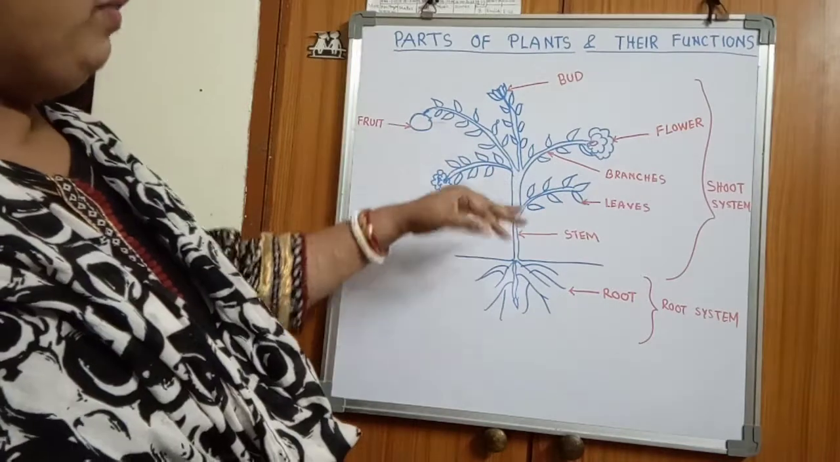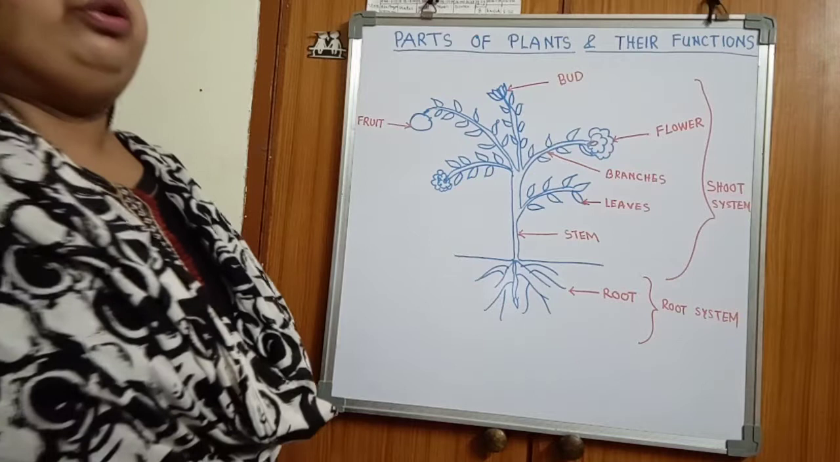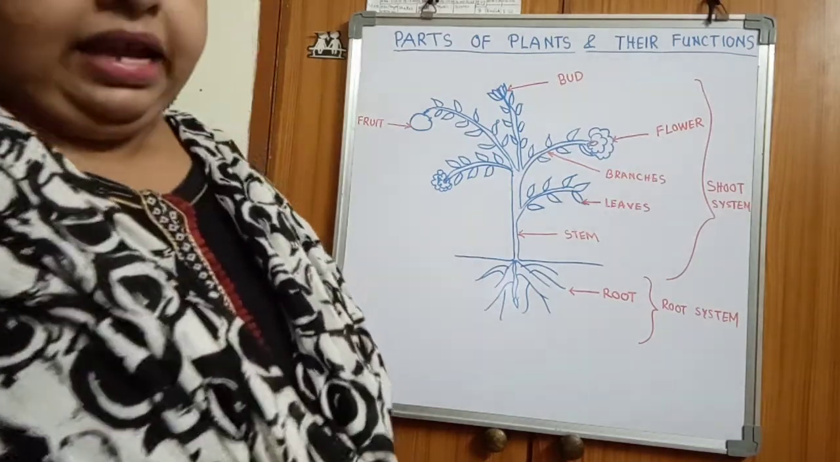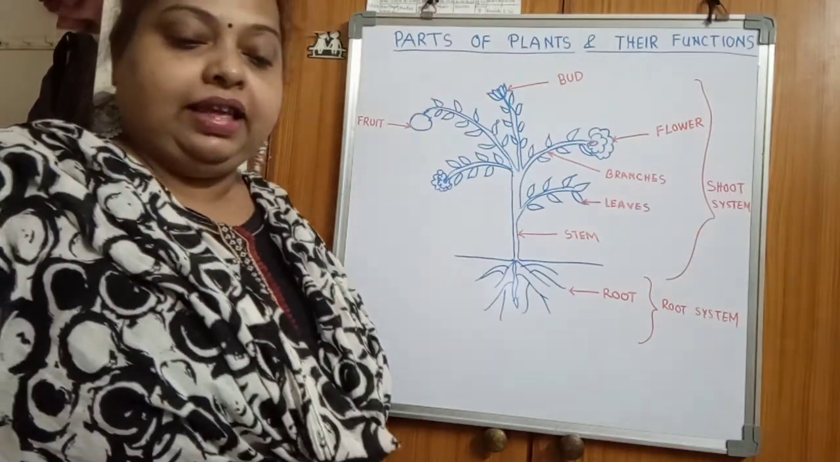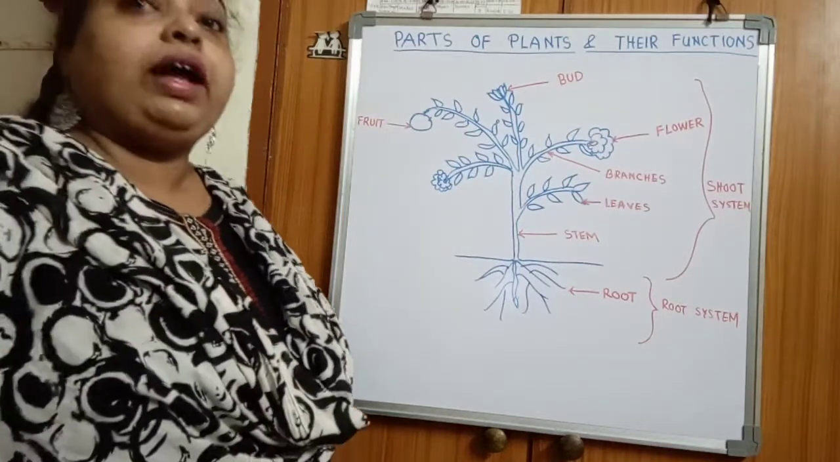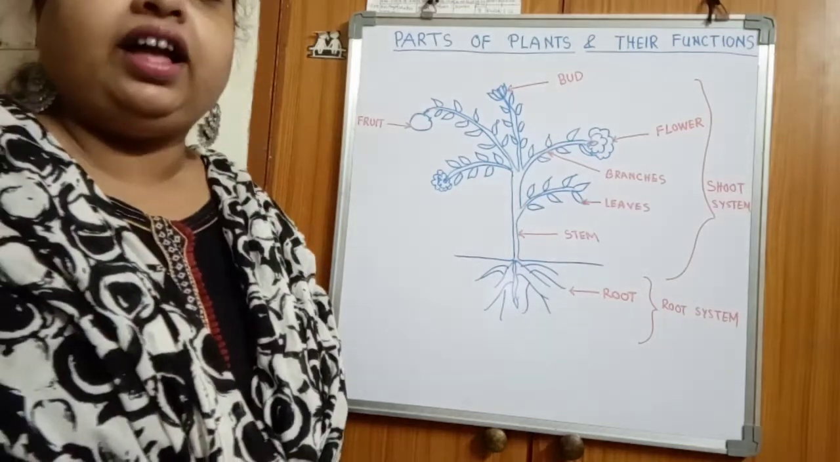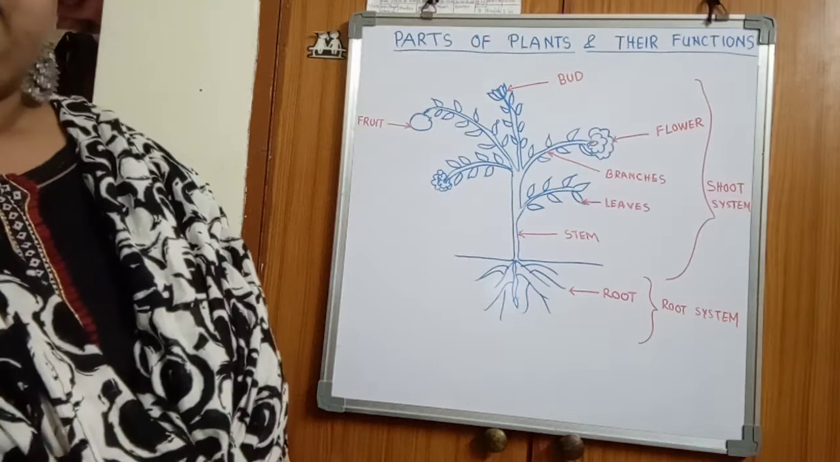Okay, now after the stem we go to the leaves. The leaf is a very important part of the plant. As we know, the leaf is called the kitchen of the plant. Why is it called the kitchen of the plant? Because the leaves prepare the food for the plant.